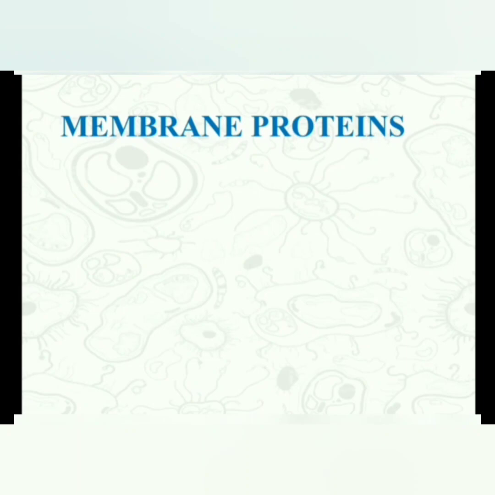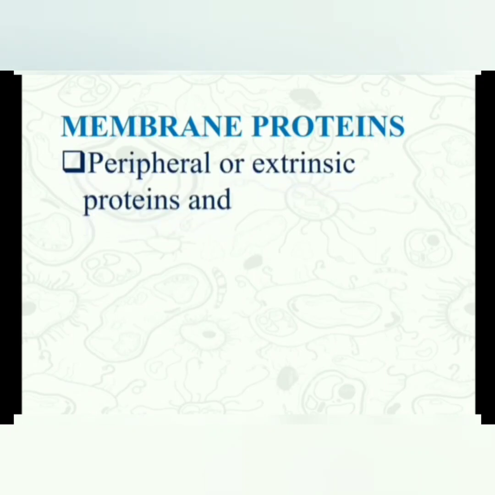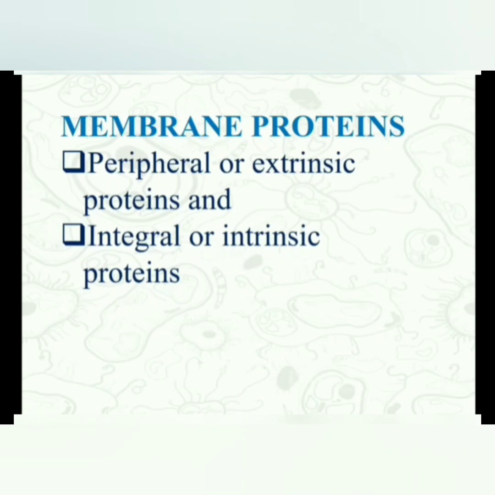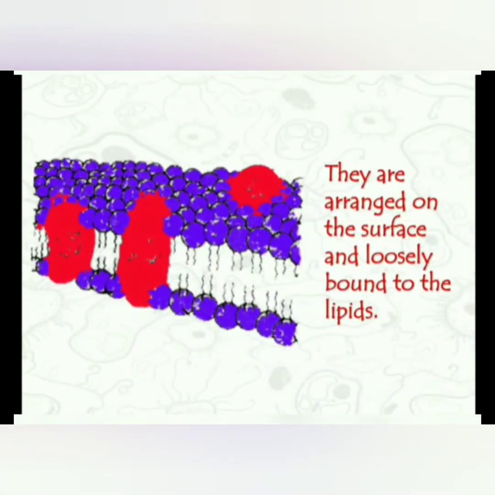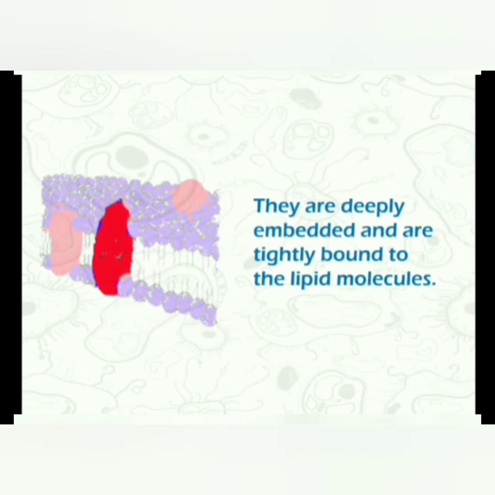Membrane proteins. The protein molecules are globular and are of two types, namely peripheral or extrinsic proteins and integral or intrinsic proteins. Peripheral proteins are arranged on the surface and loosely bound to the lipids. If peripheral proteins are removed, there is no disruption in the membrane structure. Integral proteins are deeply embedded and are tightly bound to the lipid molecules. If integral proteins are removed, the membrane structure is disrupted.